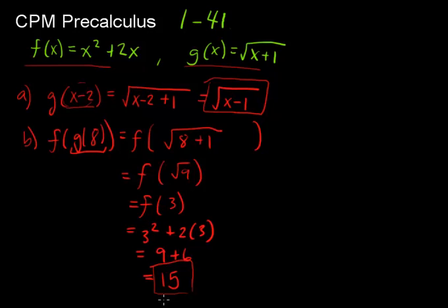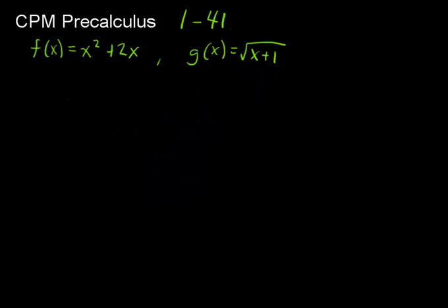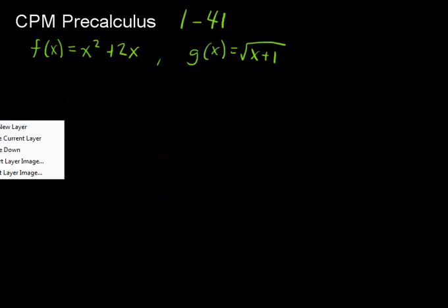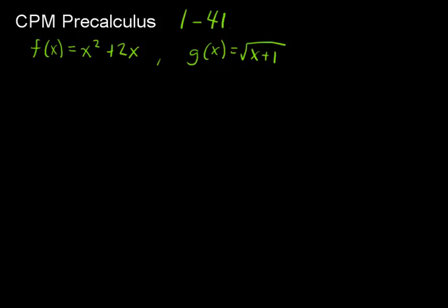Okay, part C, let me create a new page here. Part C, we are just going to look at g of f of 8. So it's just the opposite of what we looked at before. We looked at f of g of 8. Now we're looking at g of f of 8. And this again is part C. So now we're going to do the function of f first. So g stays on the outside, and we're just looking at f of 8.